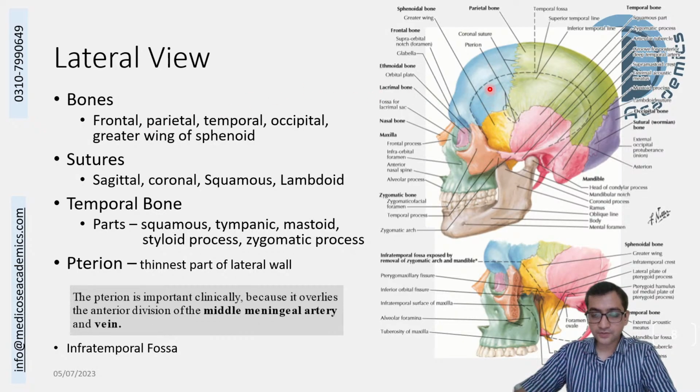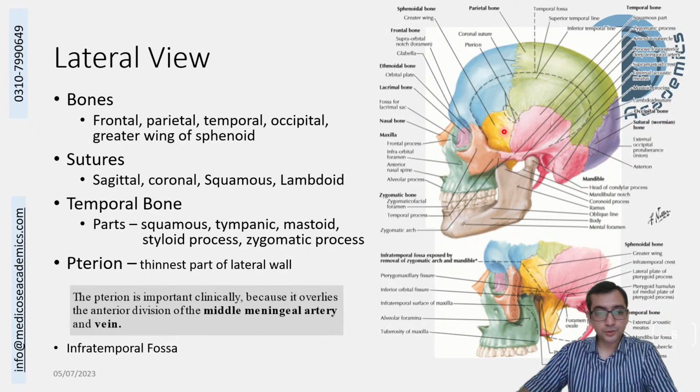We have discussed the bones: frontal, parietal, temporal. Occipital is also seen here. I did not mention greater wing of sphenoid here. We saw the sutures. The major ones were sagittal, not very visible here, but present somewhere here. Coronal suture, squamous suture, lambdoid suture.